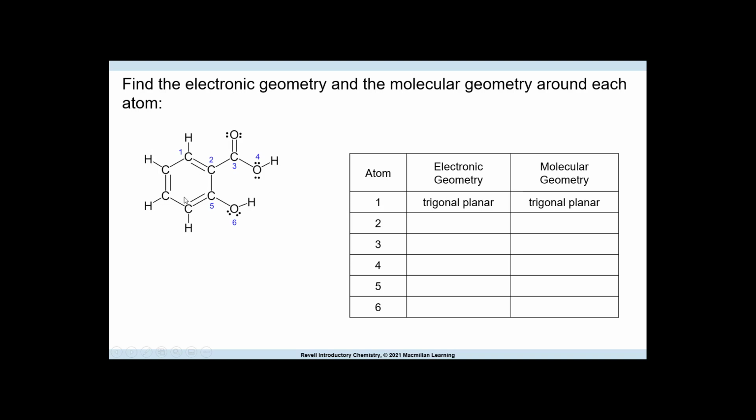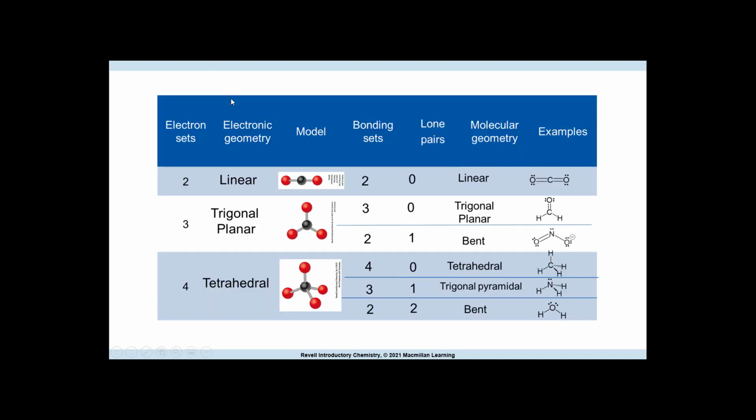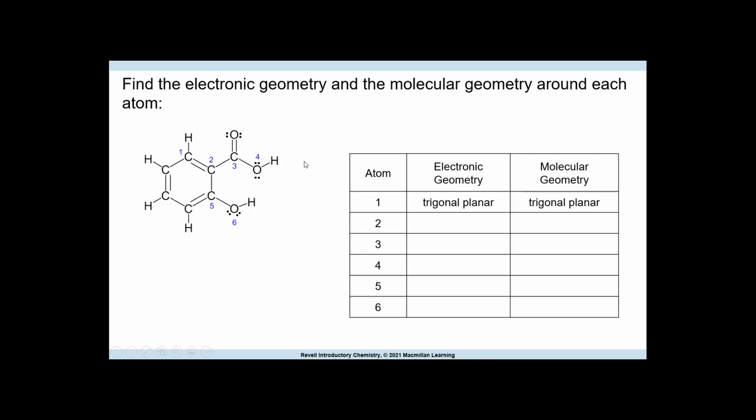Okay. So here we go again. This is a compound that has several central atoms, and the geometry is going to look different on this. So we have 1.